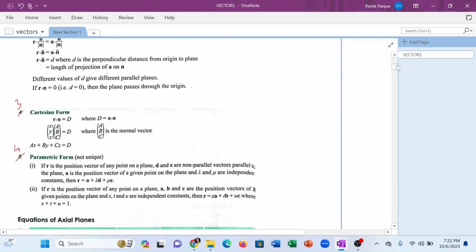The fourth way is the parametric form, which is not unique. So if r is the position vector of any point on a plane, d and e are non-parallel vectors parallel to the plane, a is the position vector of a given point on the plane, and lambda and mu are independent constants, then r equals a plus lambda d plus mu e. So now let me explain to you what is happening.